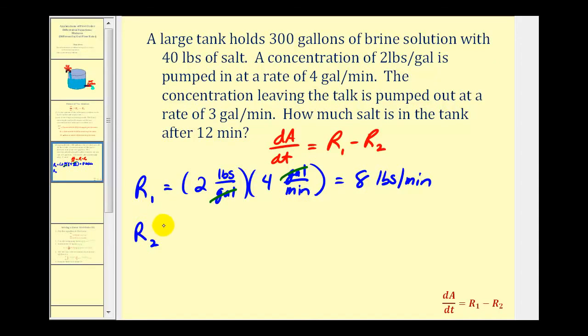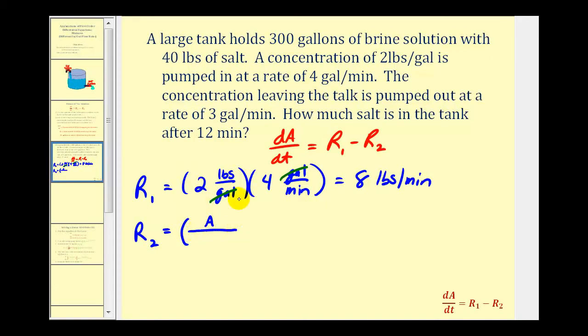Now r sub 2 is going to be a little bit trickier because for the concentration, the amount of salt is changing, and so is the number of gallons in the tank. So for the concentration, we're going to take the amount of salt and divide by the number of gallons in the tank. So A, or A of t, is the amount of salt in the tank.